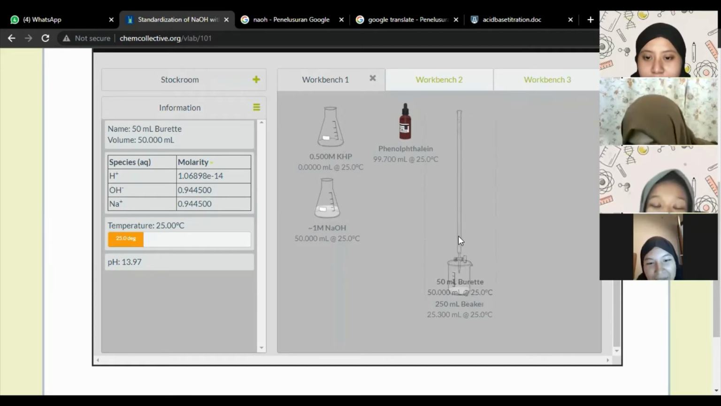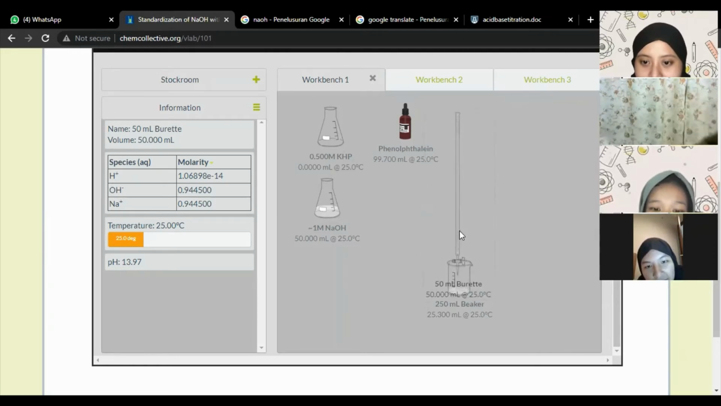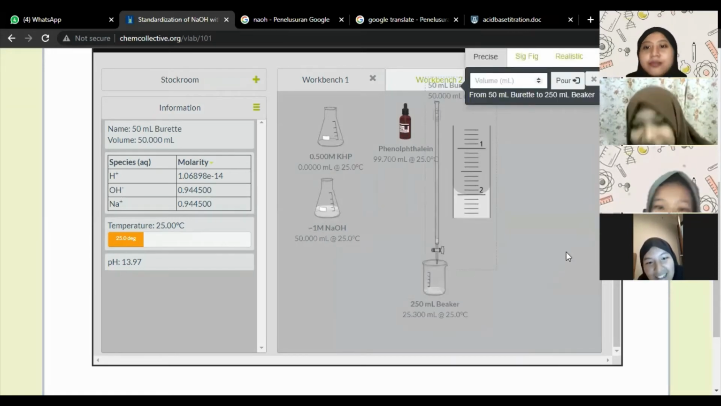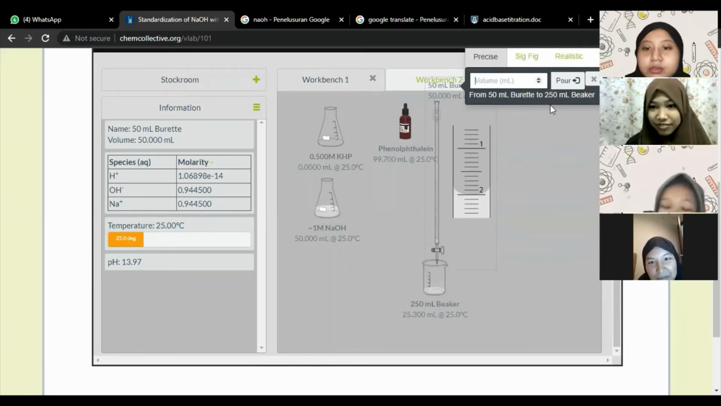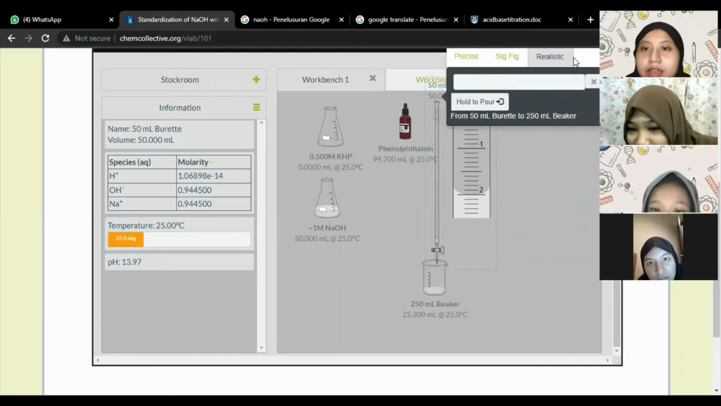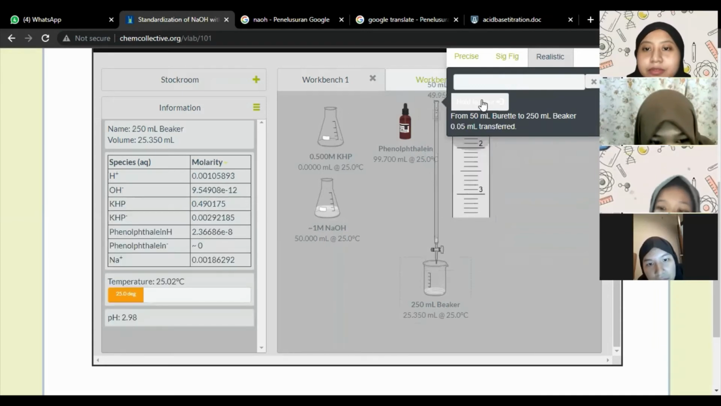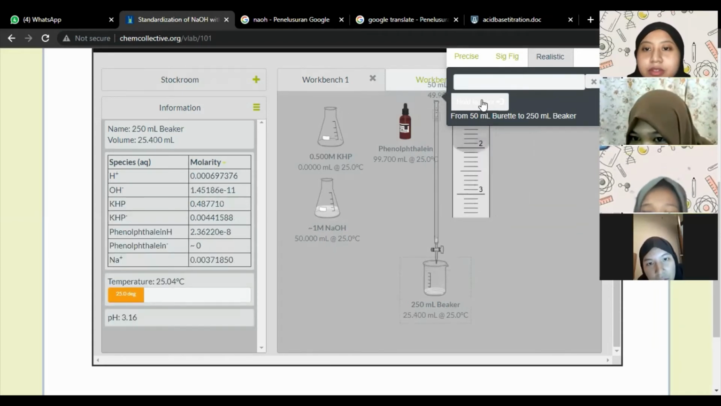Okay, wait a second, guys. It didn't work. Why? Pull it down, I think. Go down, down. Okay. So, what's next? I think we have to pull it slowly until the color appears.